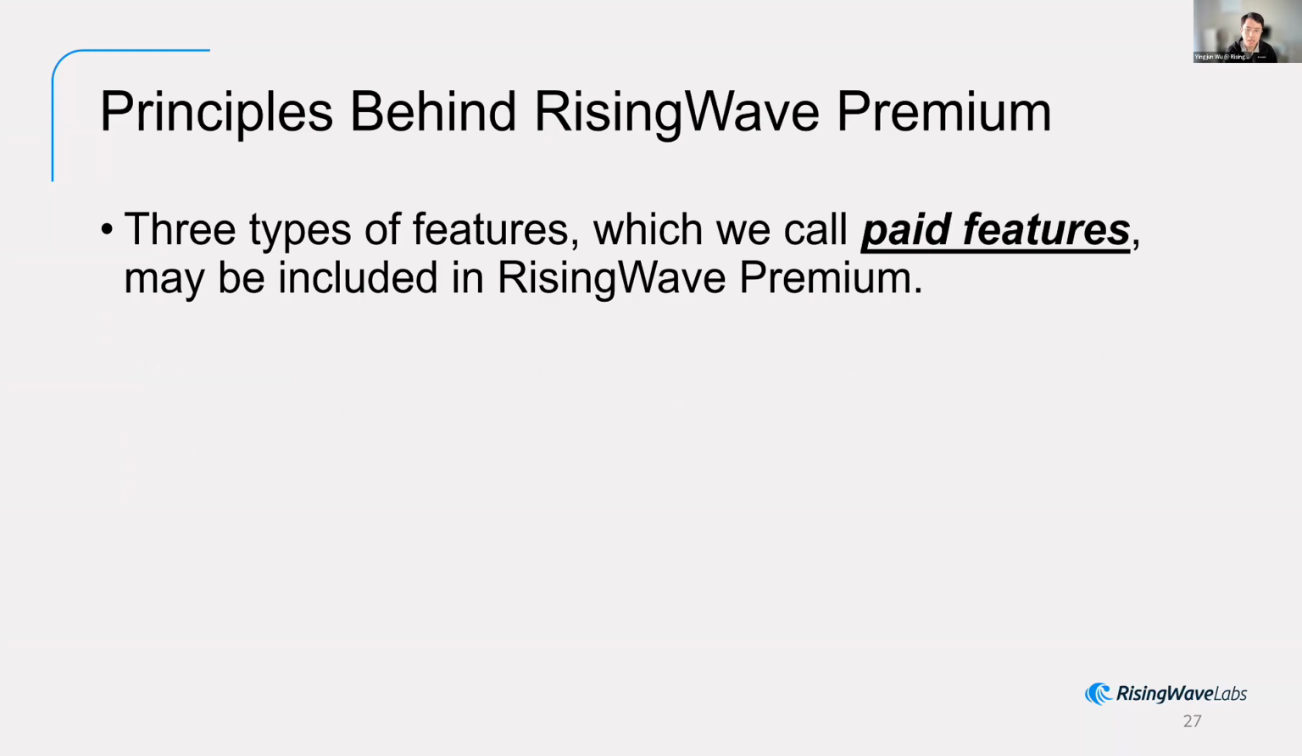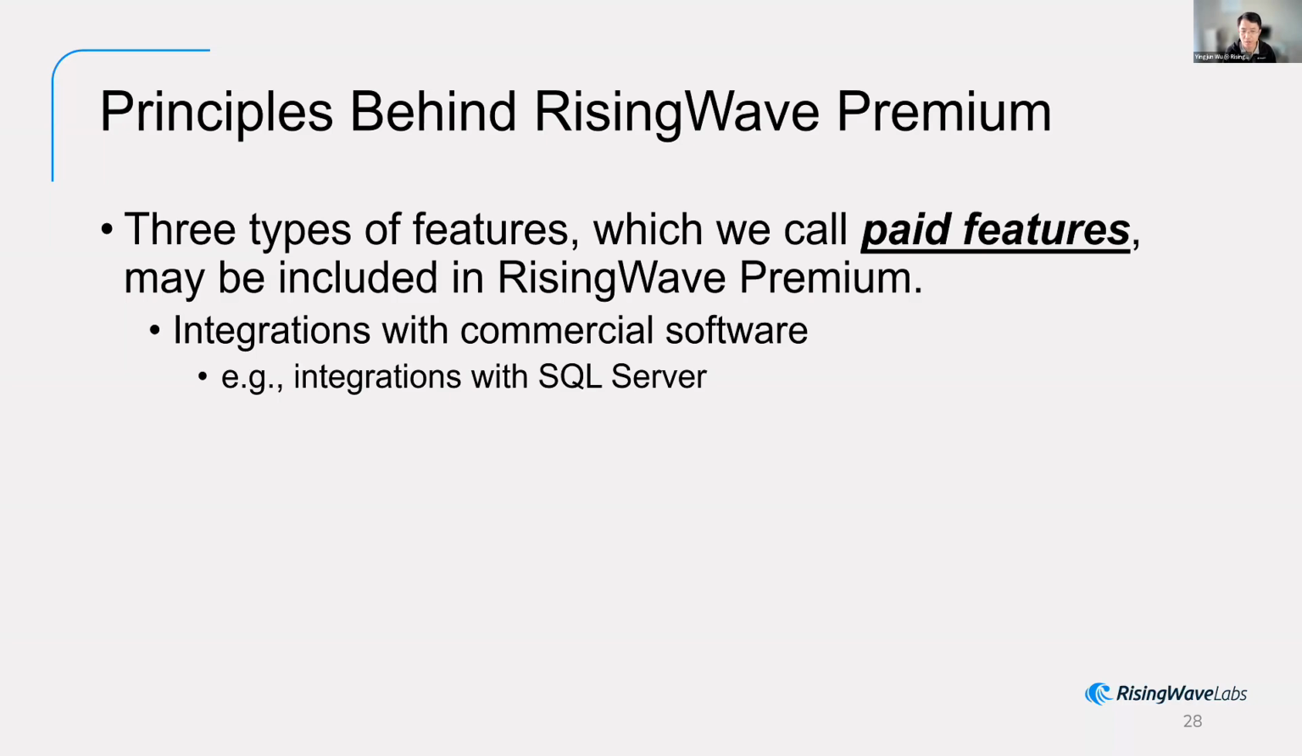Sorry. And there are three types of features which are called paid features that may be included in the RisingWave Premium. What are these three types of features? The first one is integrations with commercial software. Let's say that if you have Oracle or SQL Server, which are closed-source commercial software, and you really want to have the integration between RisingWave and this commercial software, then essentially you have to use RisingWave Premium. And these kinds of features are all included in the RisingWave Premium Edition.